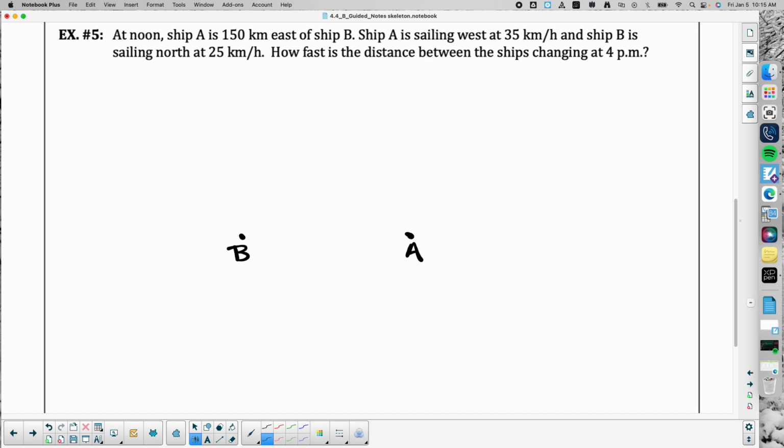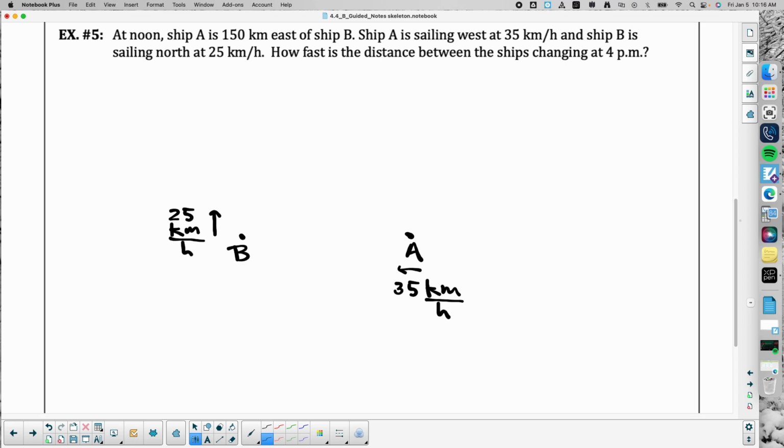Ship A is sailing west at 35. Now, I don't know it's negative yet because I don't really have anything set up. Ship B is sailing north at 25. I would say for most students, being able to draw it is the most helpful part of the problem. Not being able to draw something is where it makes it feel the hardest. So we just have 2 ships, they're moving. How fast is the distance between the ships changing at 4 p.m.?